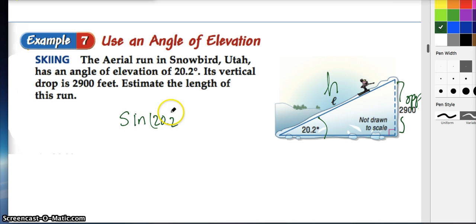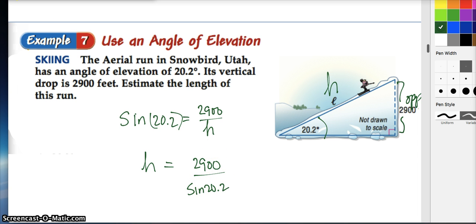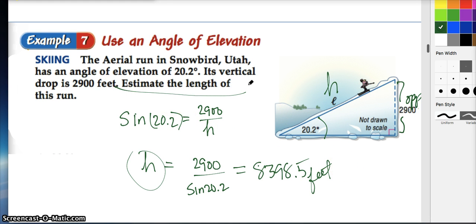So sine of 20.2 degrees is equal to opposite, that's 2,900, over h. You remember our trick. When we need to solve for something that's in the denominator, we can swap it with the thing that the ratio is equal to. So we get h is equal to 2,900 divided by the sine of 20.2. Using our calculator, we get 8398.5 feet that we're dealing with. And that says h, which makes me think height, but I really meant hypotenuse, which therefore is the length of the run. So this is referring to this.